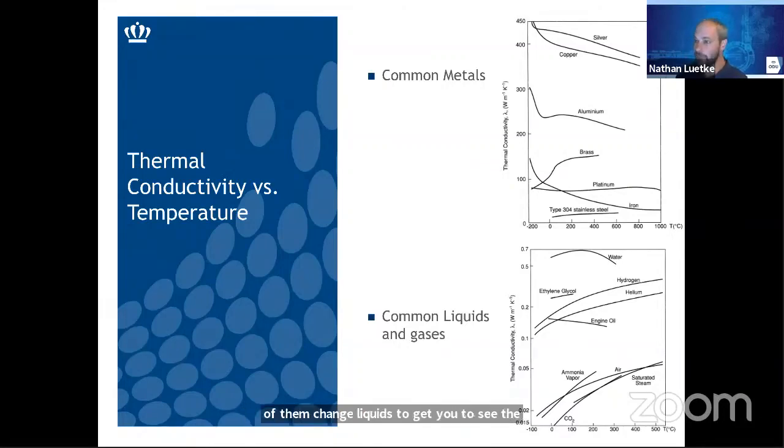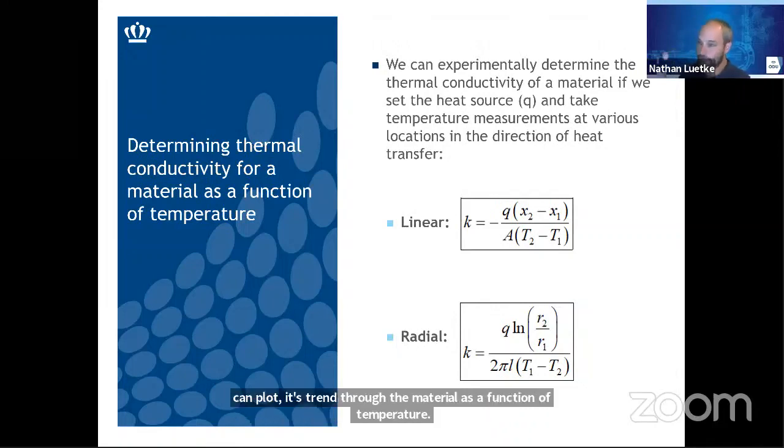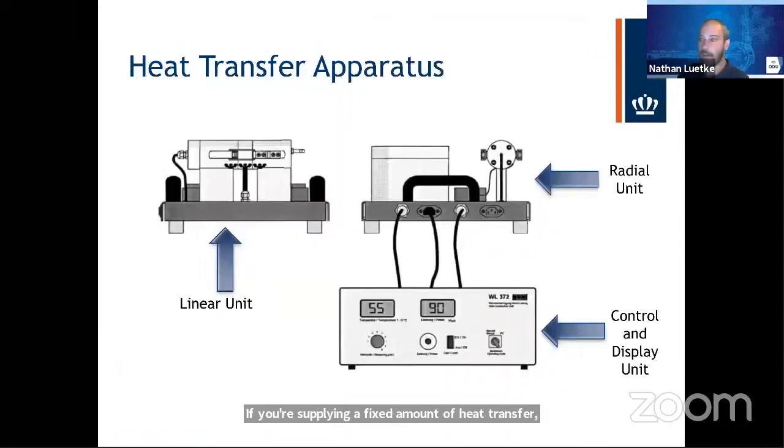We want to determine the thermal conductivity of brass as its temperature drops from the heat source to the cooling source. And we have an experimental setup that does that. If you can measure the temperature at a bunch of fairly closely separated sections, you can use these equations to calculate the approximate thermal conductivity in those sections, and then you can plot its trend through the material as a function of temperature, if you're supplying a fixed amount of heat transfer, which we do. And we do that through this apparatus.